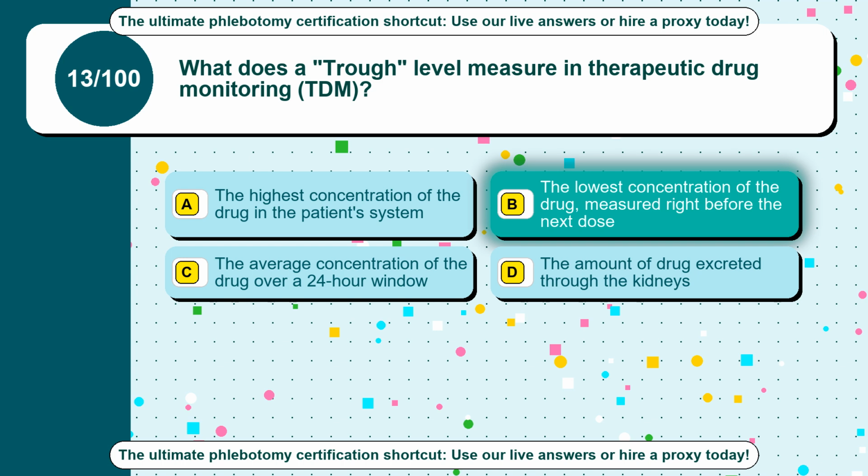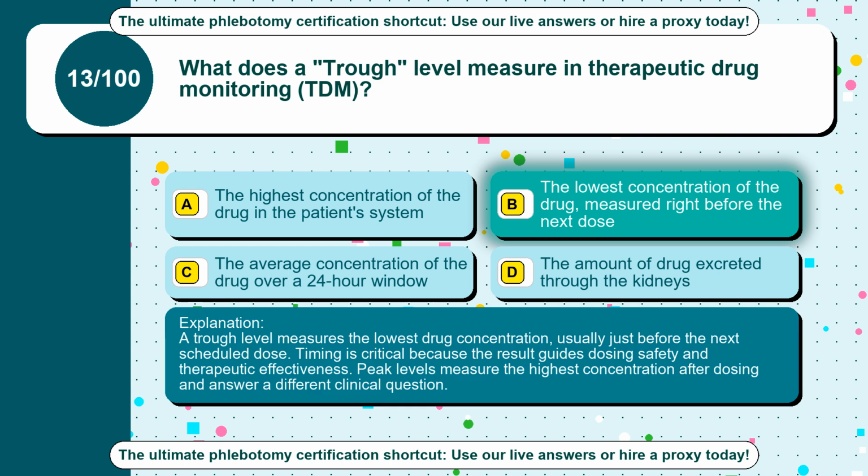The lowest concentration of the drug, measured right before the next dose. A trough level measures the lowest drug concentration, usually just before the next scheduled dose. Timing is critical because the result guides dosing safety and therapeutic effectiveness. Peak levels measure the highest concentration after dosing and answer a different clinical question.